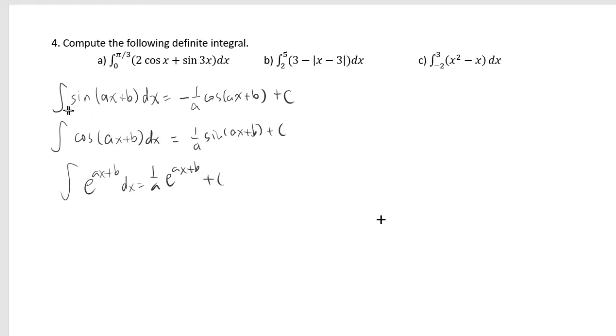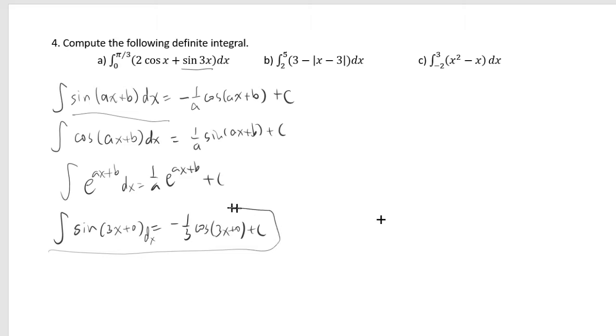So for this specific example, you see sine 3x. You can think of this as sine 3x plus 0, where a is 3 and b is 0. And if you use the above formula, this would be negative 1 over 3 cosine 3x plus 0 plus c. Okay, so this is a handy formula to know.